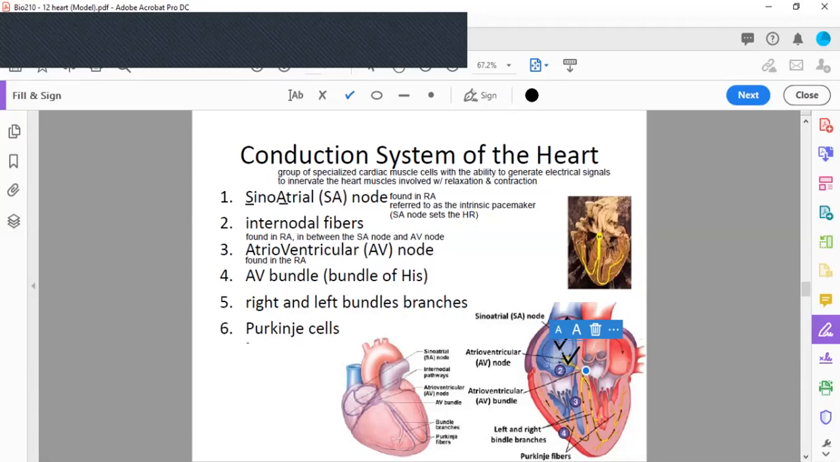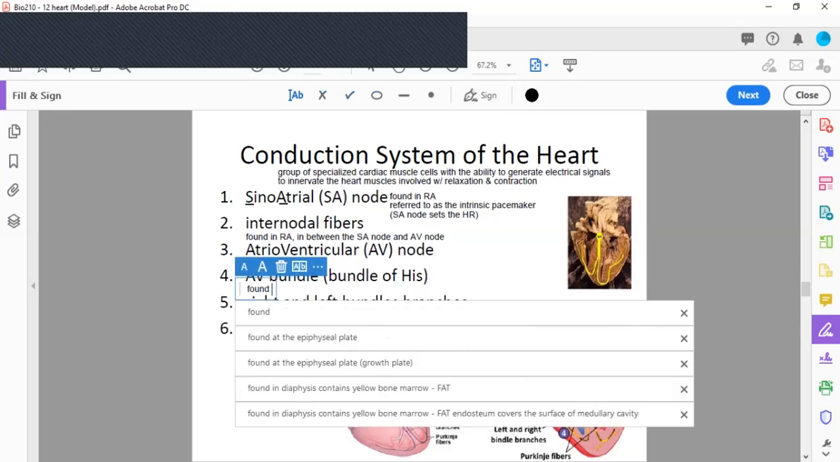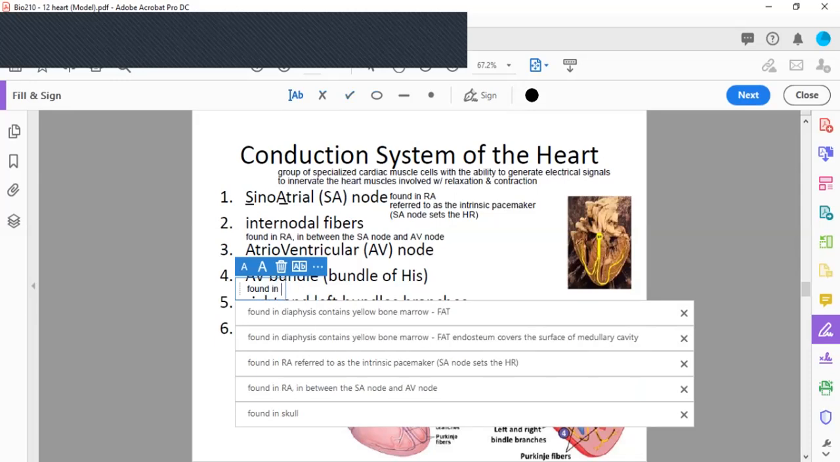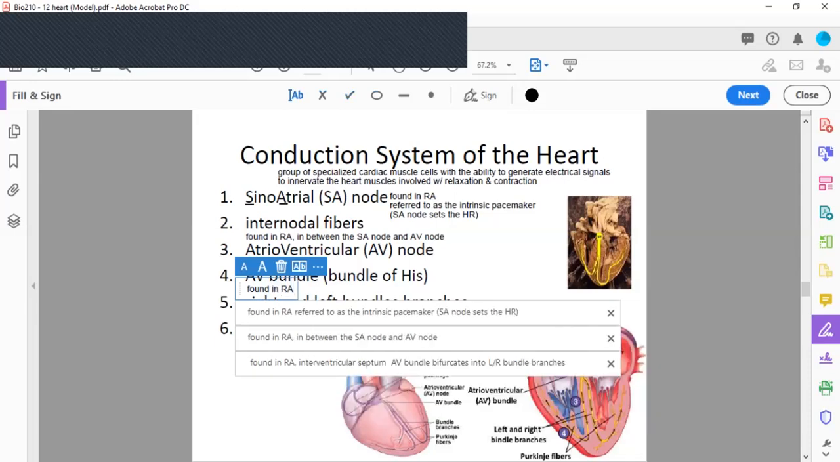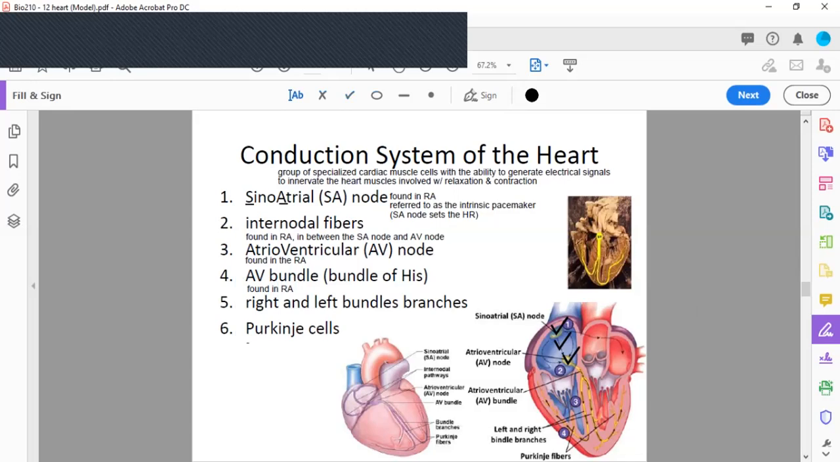The next component is the AV bundle, or AV bundle of His. The AV bundle is found in the right atrium, and also in the interventricular septum.